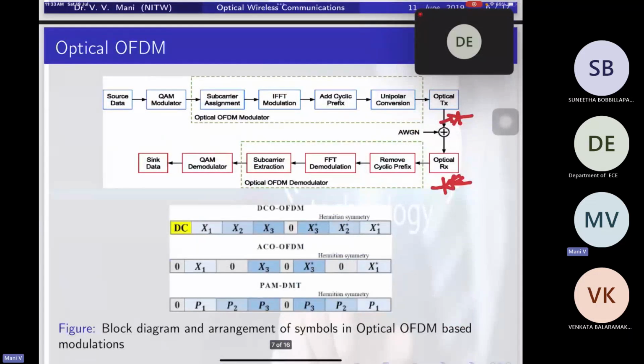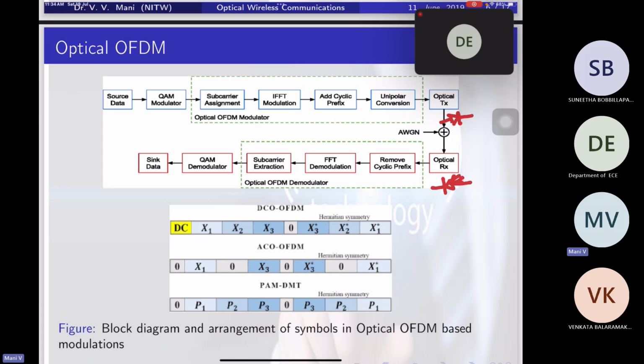So I told you a DC bias is added, right? And the center value is 0. And you look at the formation of x1, x2, x3. The other formats are the complex conjugates. Then the asymmetrically clipped optical OFDM signal. So here, even further, earlier we used N by 2 carriers. Now we use only N by 4 carriers. In the N by 4 carriers, every alternate place we just make a 0. So that is asymmetrically clipped optical OFDM.